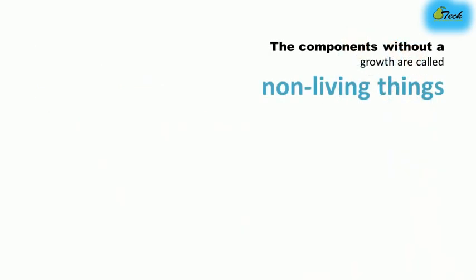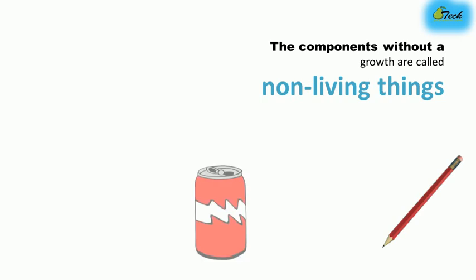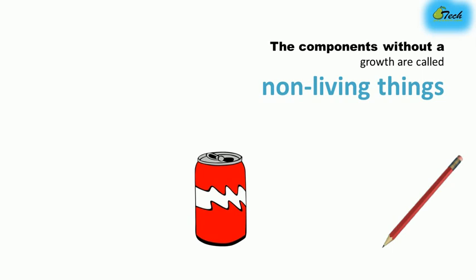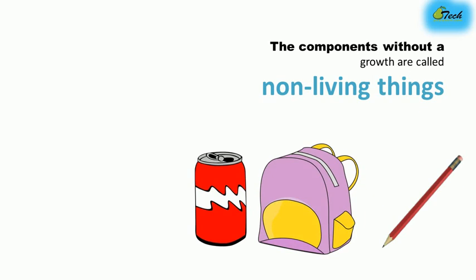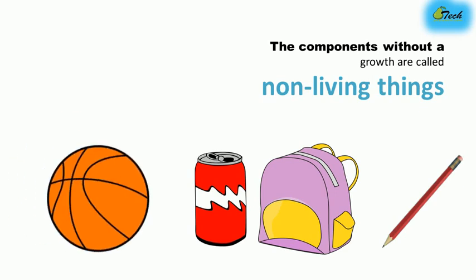Now when things are not growing, those are called non-living things. Living things and non-living things. Non-living things are like pencil. Pencil doesn't grow, and your can of Pepsi, a can of soft drink, it doesn't grow. Or your bag which you carry, it's heavy, right, but it definitely will not grow, so it comes under non-living things. And this particular ball, wow, the ball comes as a non-living thing also.